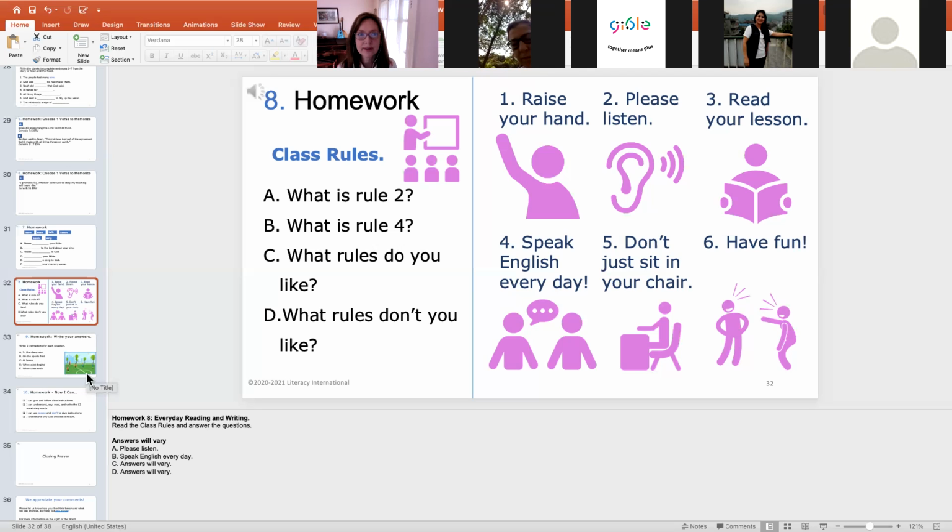And they can do that if they have room here. They can write in the space, or they can write it in their notebook. They can, again, write it as a text message or an email message to you.